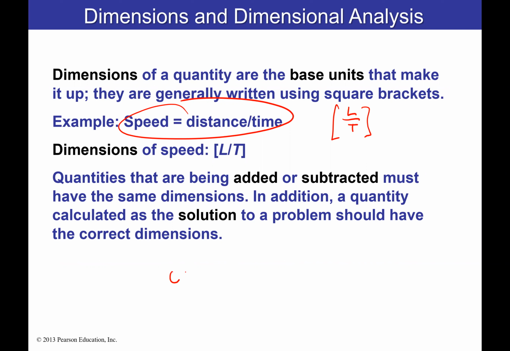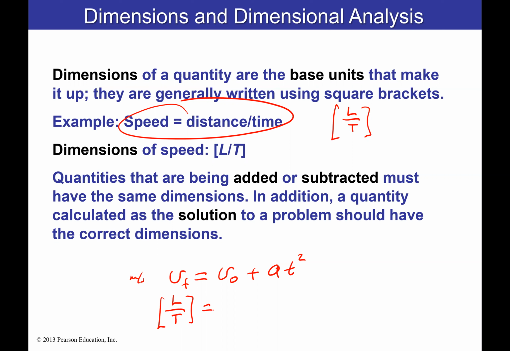For example, here's an equation: final velocity equals initial velocity plus acceleration times t squared. The question is, does this equation make sense or not? On the left side, what I have is a velocity. What are the units for velocity? Well, it's meters per second, which means it's length per time. So length over time, that's the dimensional analysis of the left side of the equation.